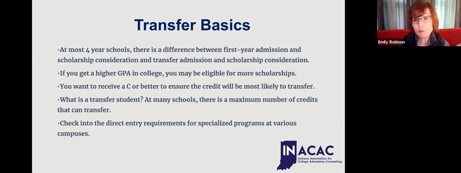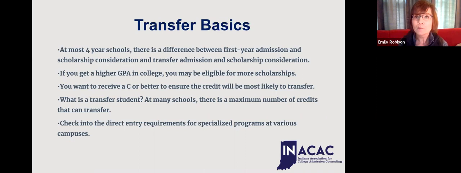The other thing to keep in mind for transfer students is the grades that they need to receive in order for credits to transfer. If a student goes to Ivy Tech, for instance, and then wants to transfer to Butler, we require that the student earns a C or better at Ivy Tech for us to accept those transfer credits. Ivy Tech doesn't do pluses and minuses. At other schools, we would accept a C minus or better as transfer credit.